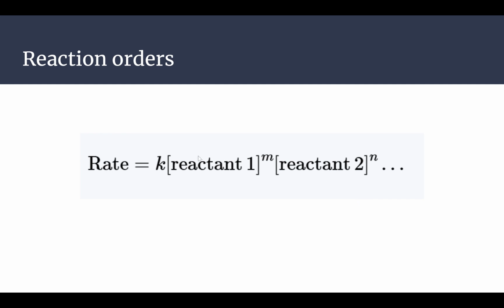And then your rate order with respect to reactant 1 is the M value. So it's 0th order if it's 0, first order if it's 1, second order if it's 2. And the same thing for the N with respect to reactant 2. And then your total rate order for your entire reaction is M plus N. So if M is 1 and N is 1, then overall this is a second order reaction.